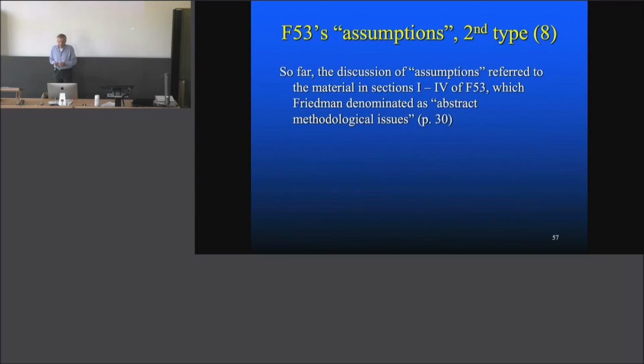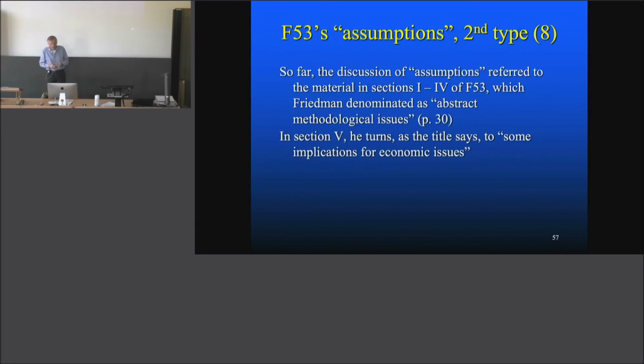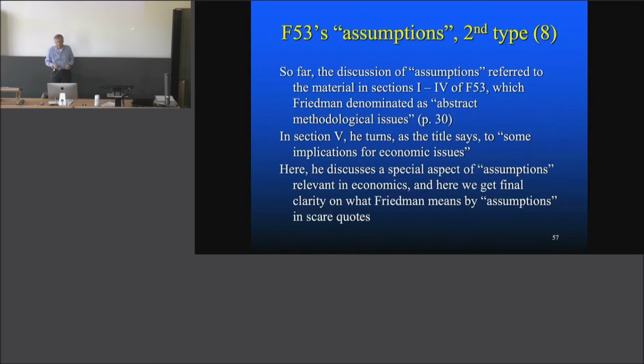So, the discussion of assumptions so far referred to the material in sections 1 to 4 of F53, which Friedman denominated as abstract methodological issues. There he says abstractly, abstract meaning not only concerning economics, but more abstract, possibly concerning more sciences. And of course, in the back of his mind, he thinks that's also adequate for physics. And then in section 5, he turns, as the title says, to some implications for economic issues. So that one has to see. There's this abstract part, and then he turns to economic issues.